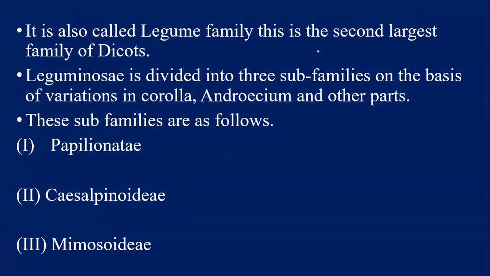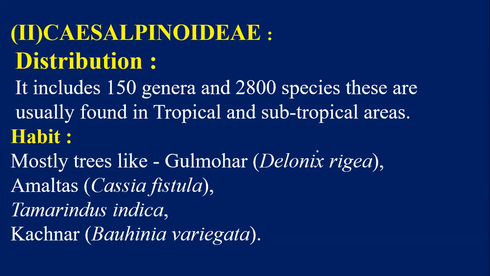While talking about the Leguminosae family, we have already discussed it. Try to remember, this is the second largest family of dicotyledons. Asteraceae is the first largest family of dicotyledons. In order, Leguminosae is the second largest family of dicotyledons. Leguminosae is divided into three subfamilies. Based on certain characters, such as corolla characters, androecium characters, and other floral parts, the Leguminosae family is classified into three subfamilies: Fabaceae, Caesalpinoideae, and Mimosoideae. In this class, we are going to discuss the Caesalpinoideae subfamily.